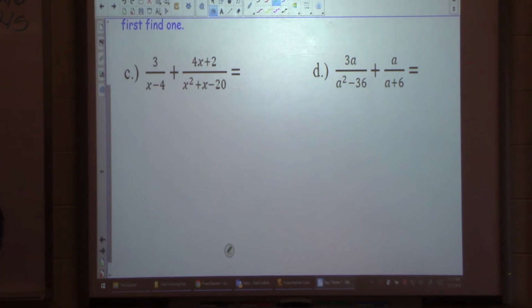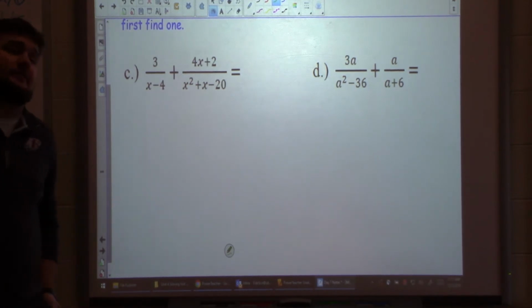3 over x minus 4 plus 4x plus 2 over x squared plus x minus 20. Okay? Well, first thing we said we need to do is find common denominators, because we don't have them, right?